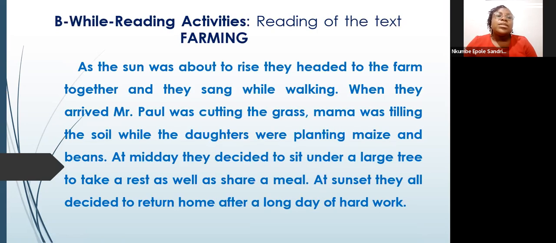As the sun was about to rise, they headed to the farm together and they sang while walking. When they arrived, Mr. Paul was cutting the grass. Mama was tilling the soil, while the daughters were planting maize and beans. At midday, they decided to sit under a large tree to take a rest as well as share a meal. At sunset, they all decided to return home after a long day of hard work.